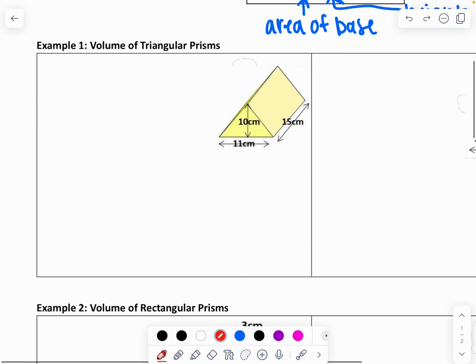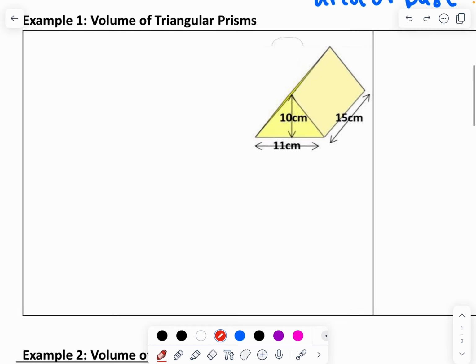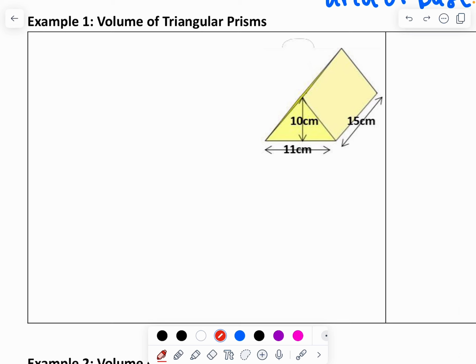So when we look at this first example, these first two are triangular prisms, and we know that they're triangular prisms because the base is a triangle, and we can't see it, but the back would be a triangle as well. So it's a prism if it has two identical bases, and it's a triangular prism if both of the bases are triangles. So we want to know the area of this base. Our formula is still V equals capital B times h, and this B is the area of the base.